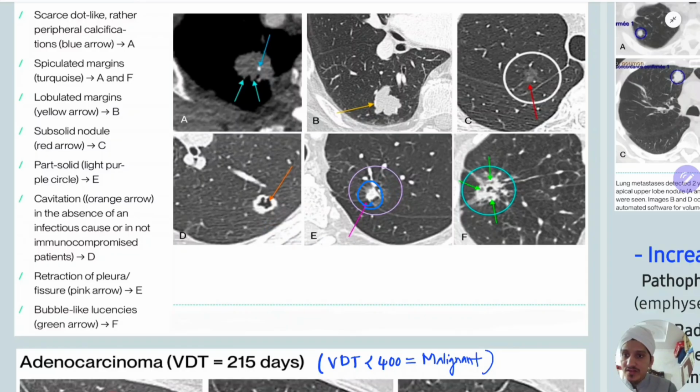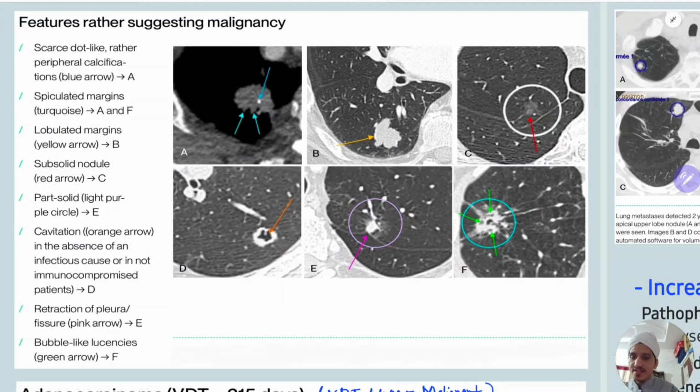Cavitation is also not a good thing in the absence of infectious scar or not in immunocompromised patients. Cavitations. Okay. Retraction of pleura or fissure is also a malignant feature. Retraction of pleura, just remember, or bubble-like lucencies in F. Here there is a retraction of fissure. Okay. Just remember these features suggesting malignancy.